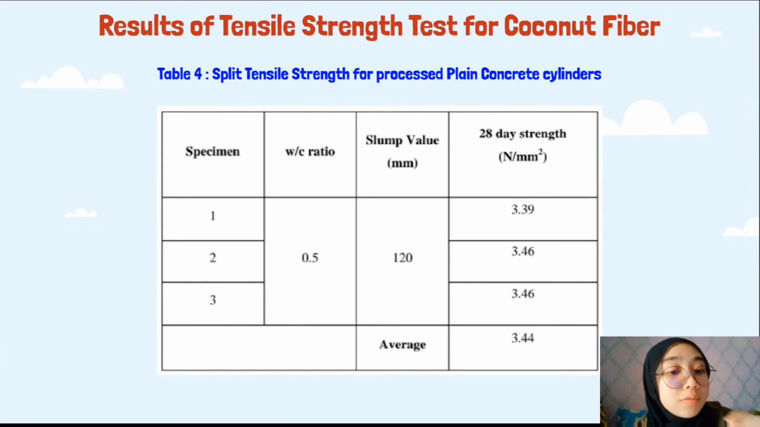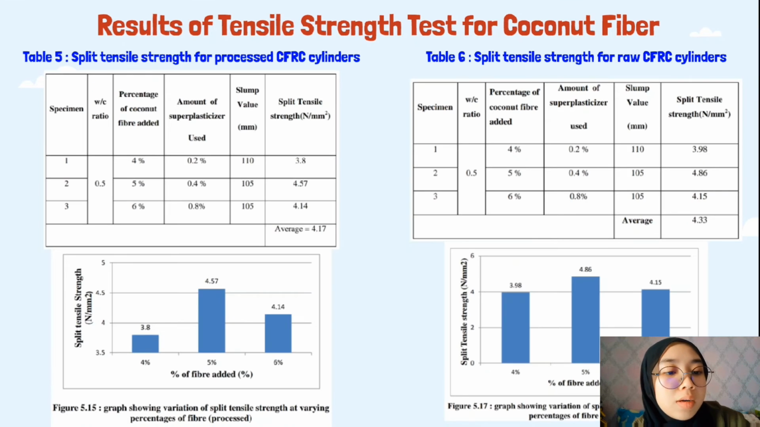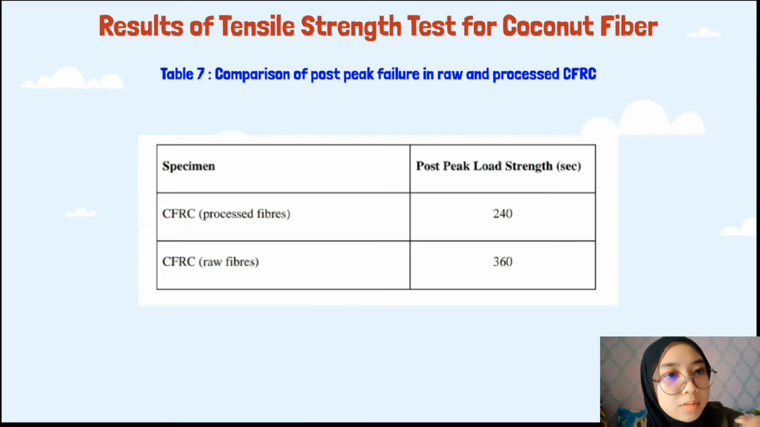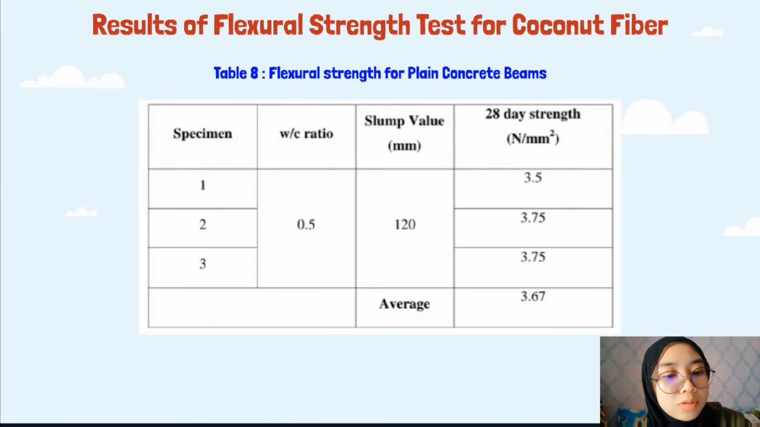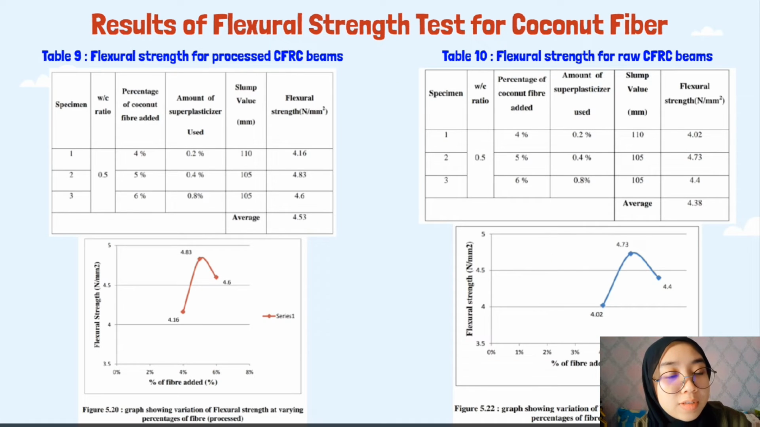So this is the result of the tensile strength test. It is the same as the compressive result. So the tensile strength with addition of coconut fiber is more than the tensile strength without coconut fiber. And this is the flexural strength test. It's the same, and the flexural strength with addition of coconut fiber is more than without coconut fiber.